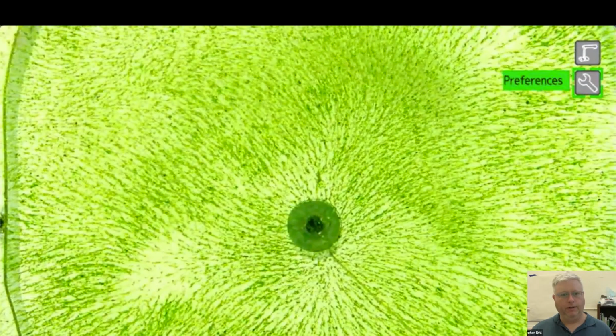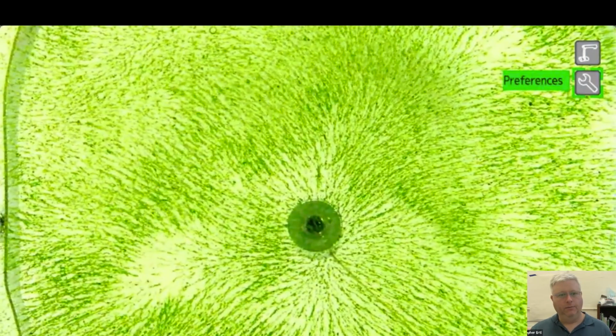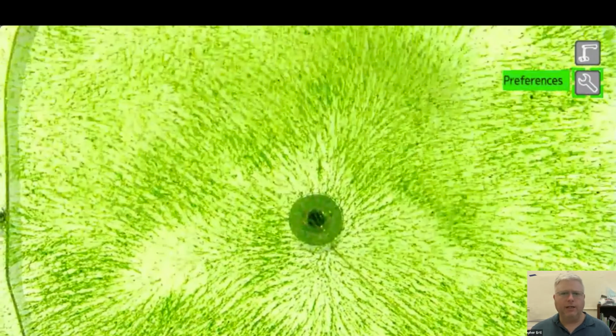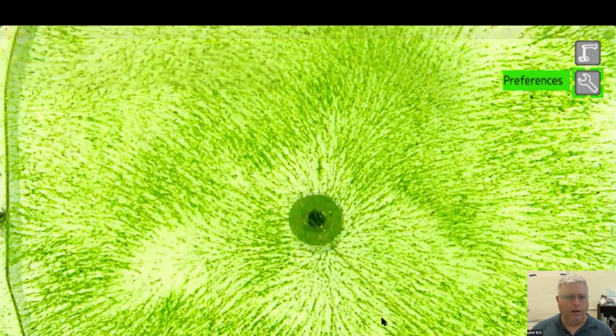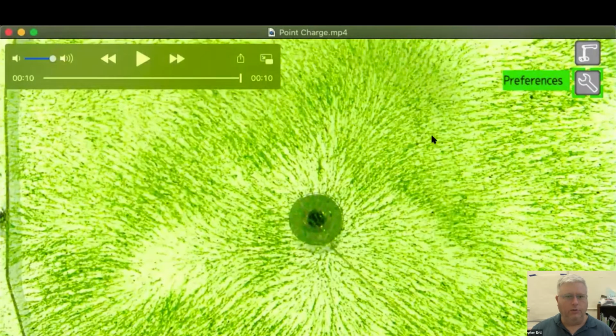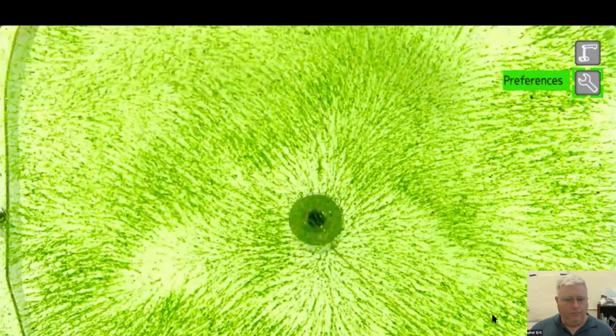And so you see them moving. It's a little tricky to see if you haven't played around with this, but they're essentially going out in radial lines away from the point source. It's hard to see, but you can at least see that something's happening, right? Something's causing these grass seeds to move around.